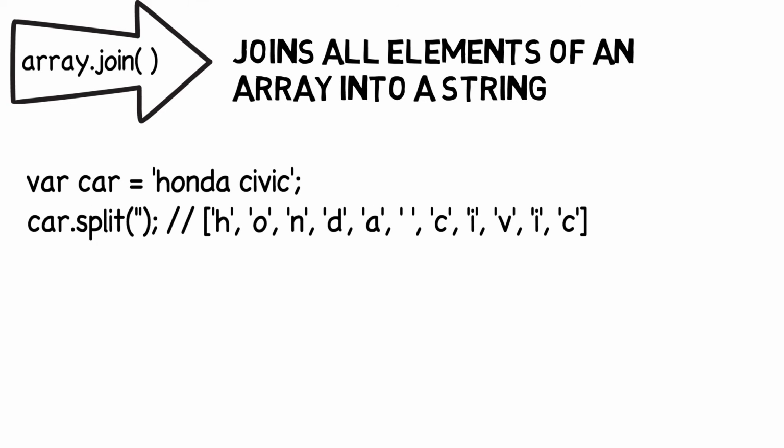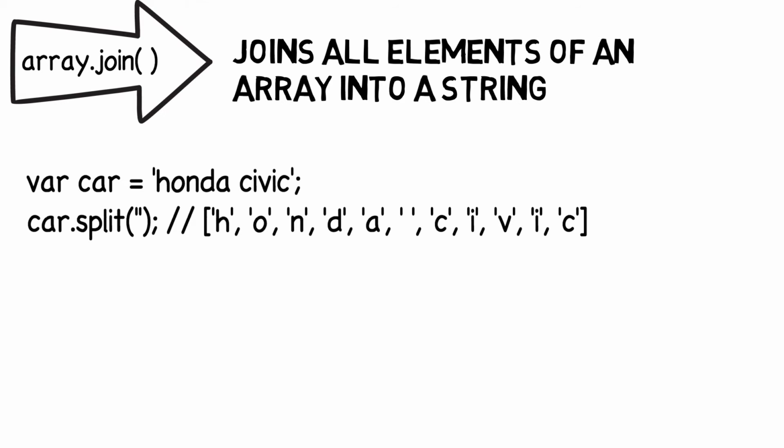Let's look at an example. Let's suppose we have a car variable. We'll assign it the value of the string Honda Civic. We'll use the split method with an argument of an empty string. This will turn our car into an array of substrings for every character.